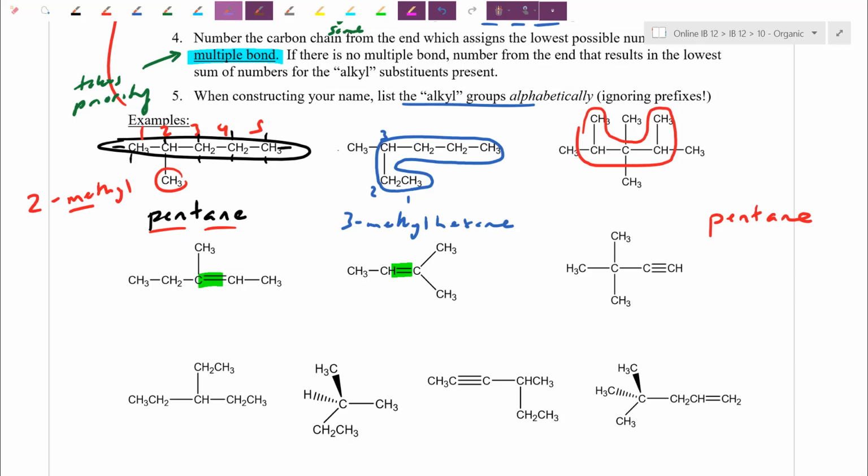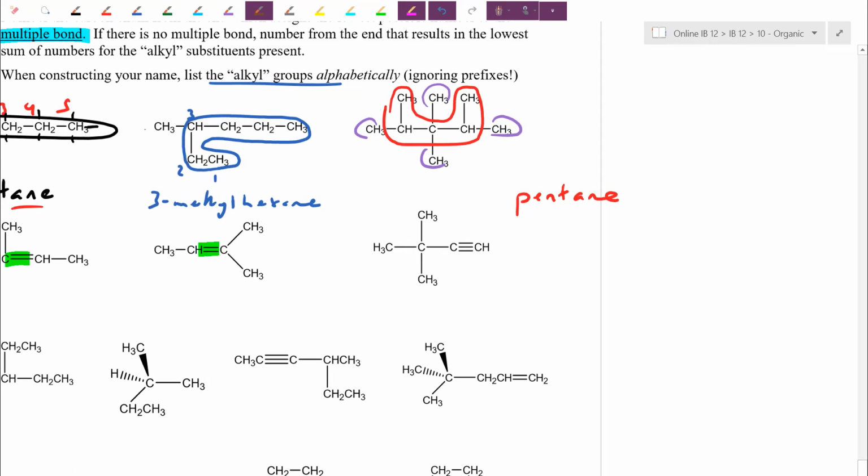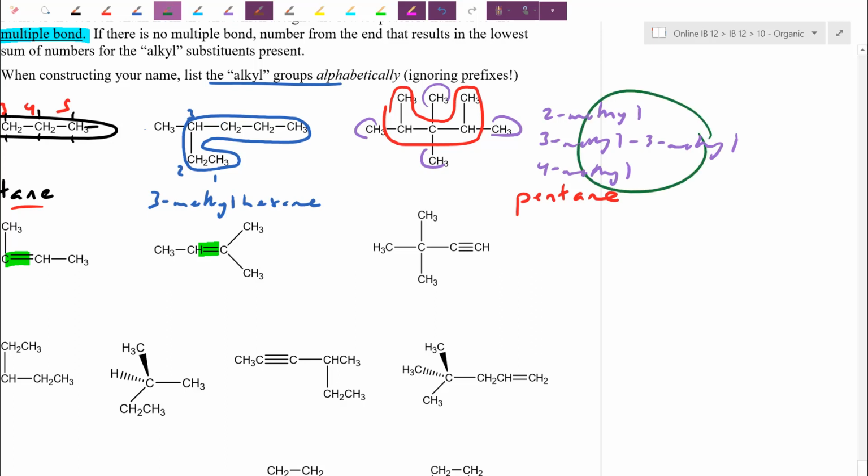This time I have a bunch of methyl branches. I have 1 methyl branch, 2, 3, 4 methyl branches. They're all identical. Because I have 4 of the same branch, instead of calling it 2-methyl, 3-methyl, 3-methyl, 4-methyl, I'm just going to condense them all together. Let me just show you that step here. I would have called it 2-methyl, and then 3-methyl, and then another 3-methyl, and then a 4-methyl. I'm going to condense all of that. I have 4 of the same group.